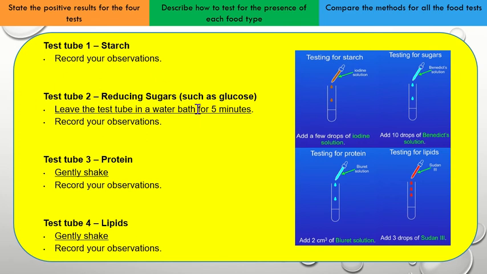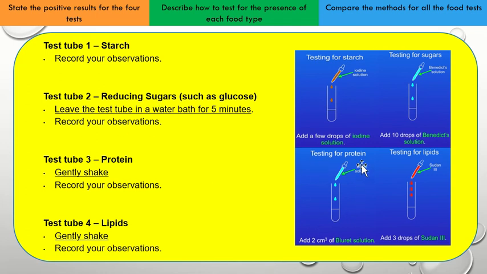Next one along, we're going to think about testing for our sugars. That's this one here, Benedict's solution. We're going to add roughly 10 drops of that, and then you also have to leave it in that test tube and pop it in a water bath for 5 minutes. That has to be a high enough temperature. And once again, we will record our observations.